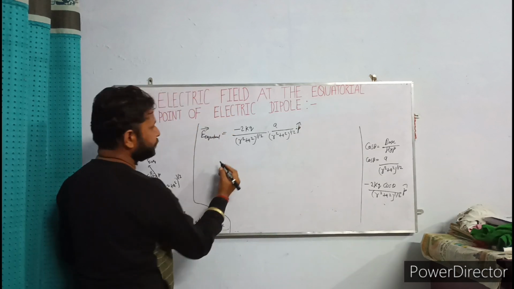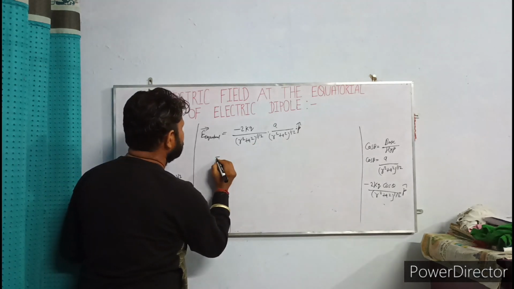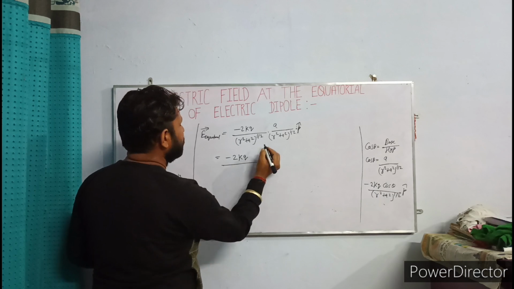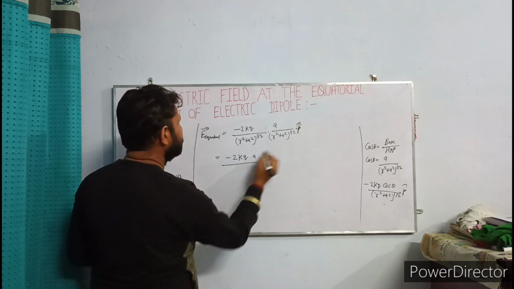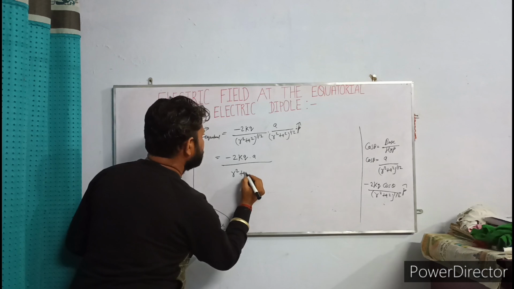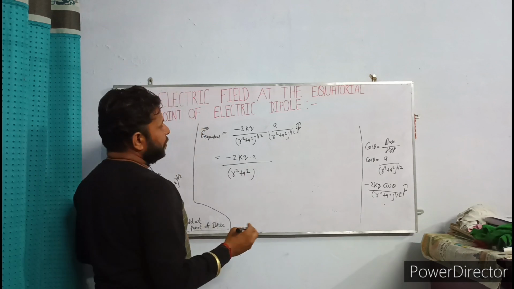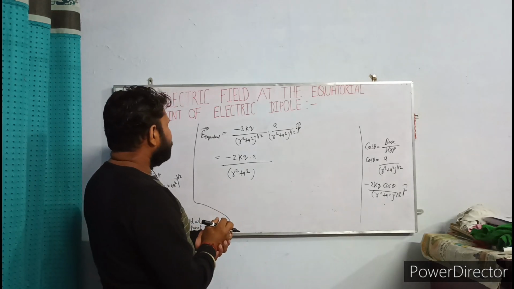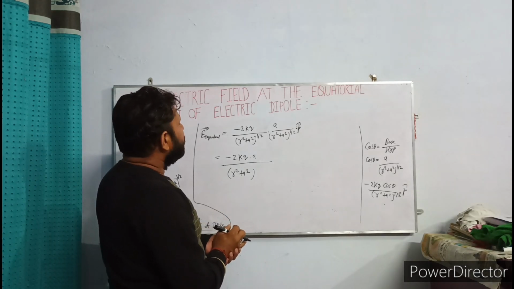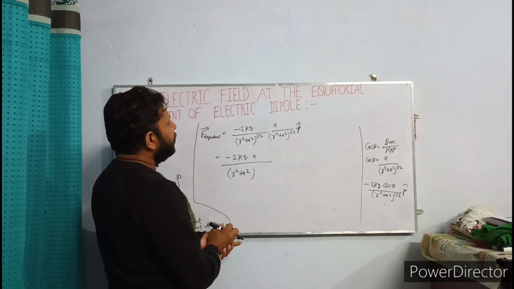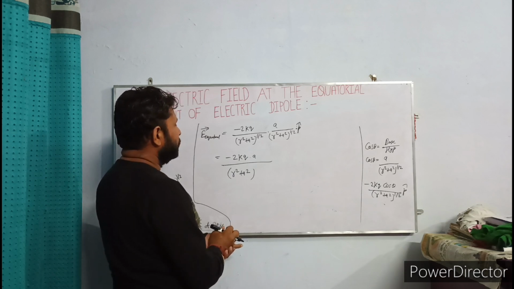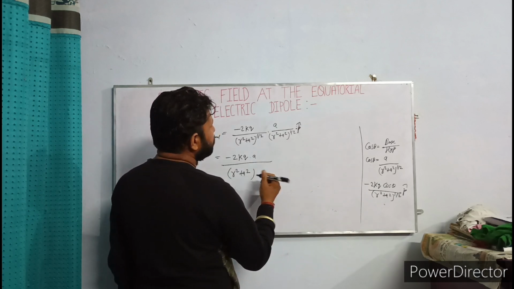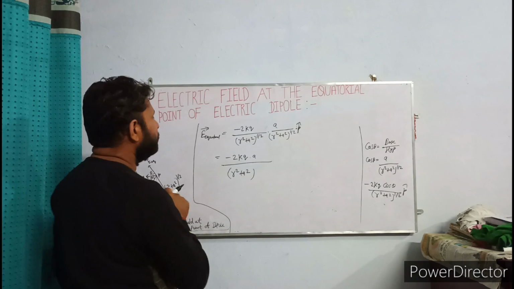So equals minus 2kq a upon, multiplied by (r square plus a square) power 1 by 2 and 1 by 2. What is the value of the power? 1 by 2 plus 1 by 2 means... here we have made some mistake.